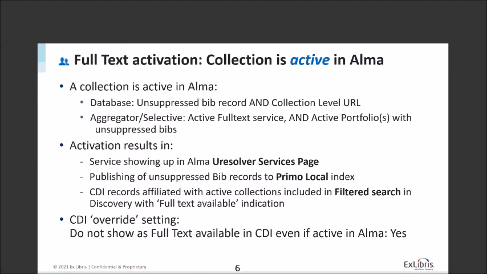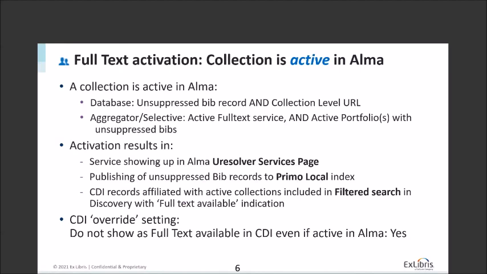I'll first talk about full text activation, and then I'll talk about search activation. So how can you recognize that a collection in Alma is active for full text? What you will immediately see when you search in the Alma interface is that for the collections in your institution zone that are active for full text, you'll get this blue human figure icon that indicates that this collection is active for full text in Alma.